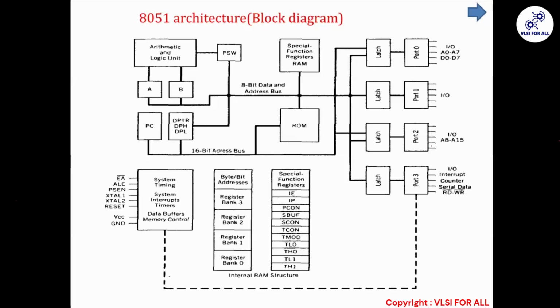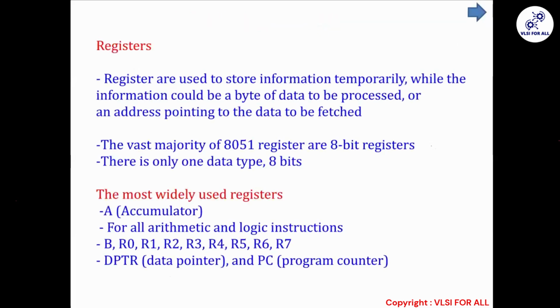Okay, so we'll move further. We have seen the registers: how many banks? Four banks of registers are there. And what are they used for? Registers are used to store information temporarily. It is in RAM, so it is temporary storage. The information could be a byte of data to be processed or an address pointing to data to be fetched. That is the use of the register.